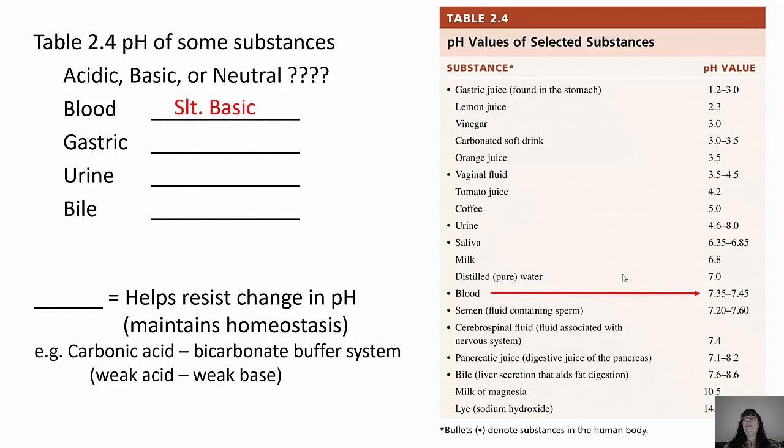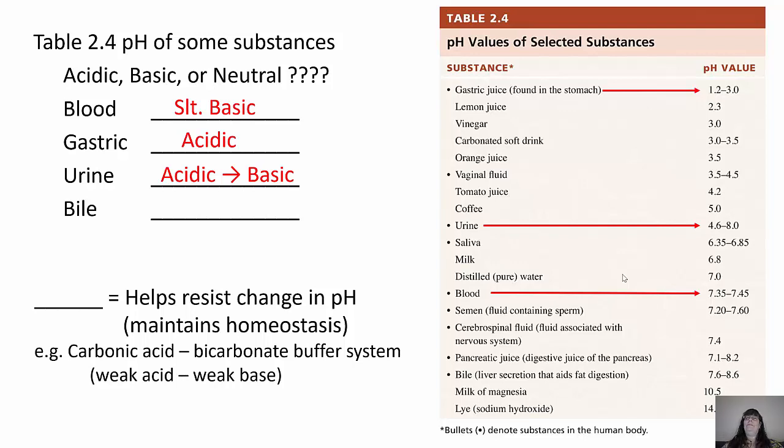Blood is slightly basic, as you can see, 7.35 to 7.45. Gastric juice, as you can see, is 1.2 to 3, which means it's acidic, highly acidic for the most part. Urine is 4.6 to 8.0, acidic to basic, and your urine concentration actually depends on what you eat, if you eat a lot of meat or not a lot of meat.